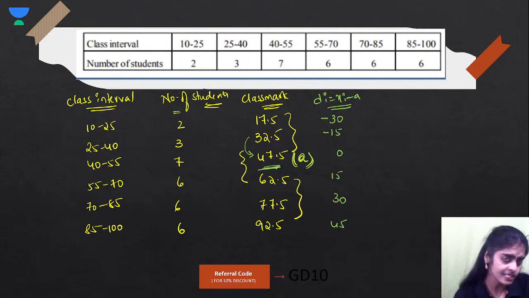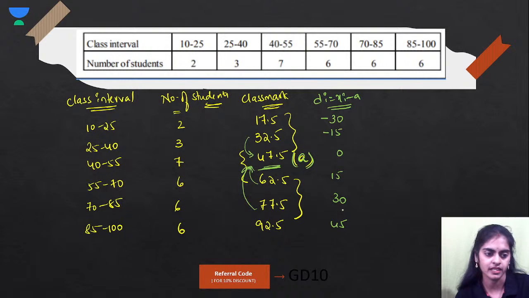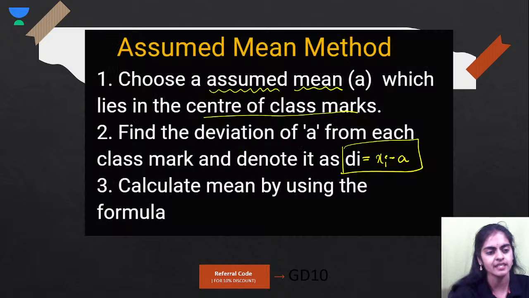In this case, xi is 47.5, assumed mean is also 47.5, so it is 0. Then 62.5 minus 47.5, 15. 77.5 minus 47.5, 30. 92.5 minus 47.5, 45. Now what do you do? What is the next step I told you? You will calculate the mean by using the formula. So what is the formula here?